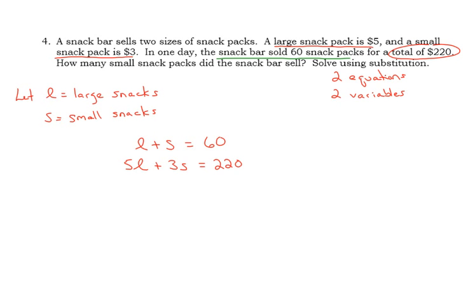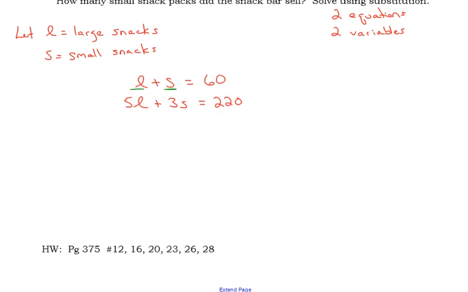Now remember, solving with substitution means you have to get one of the equations solved for one of the variables. The easier equation would be the first equation, since neither one of the variables has a coefficient. So in this case, it doesn't matter what you solve for. You can solve for L, make it say L equals, or you can solve it for S, making it say S equals. For this case, I'm going to make the first equation say L equals. So I have L plus S equals 60, and I want it to say L equals. So I'm going to subtract S from both sides.